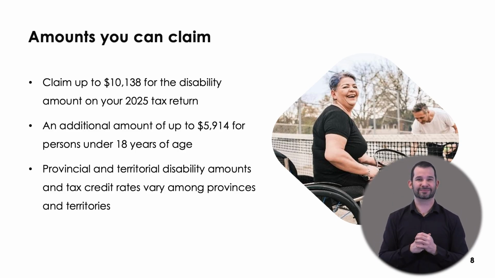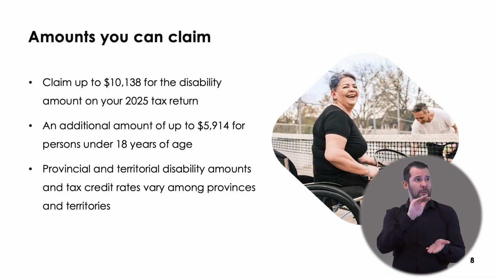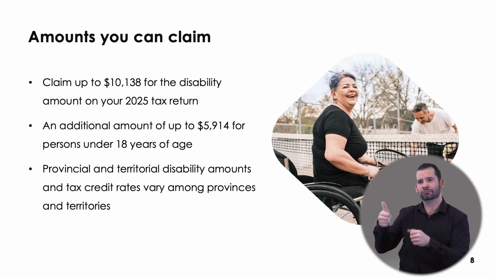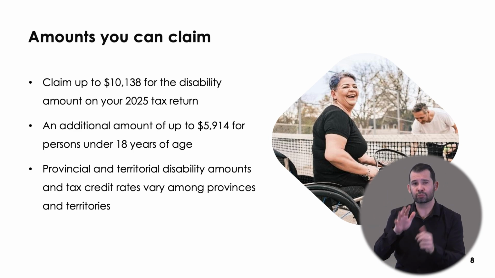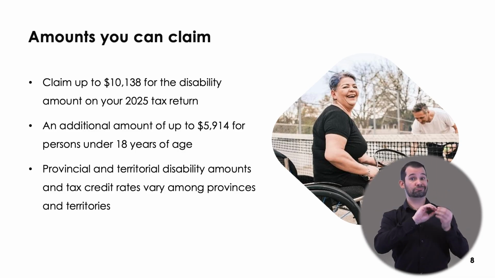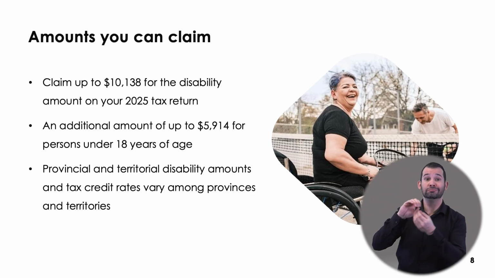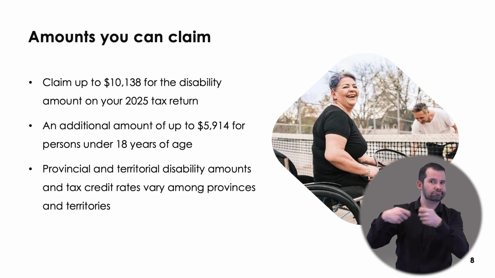$5,914. If you do not need the entire disability amount to reduce your own income tax, you may transfer some or all of it to a supporting family member. Please note that provincial and territorial disability amounts and tax credit rates are not the same as the federal amounts. Rates vary among provinces and territories and may vary year over year.